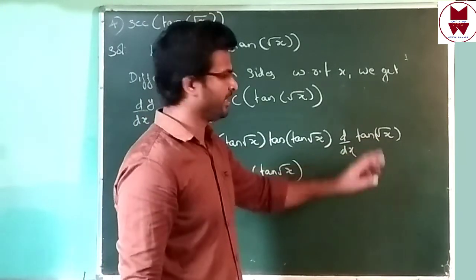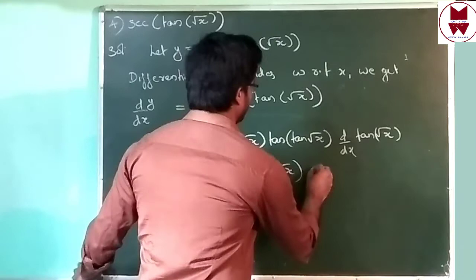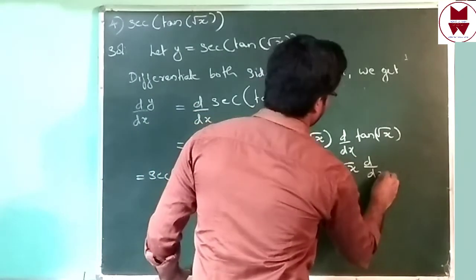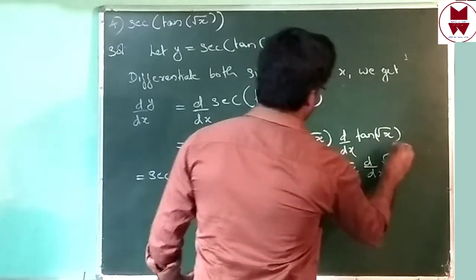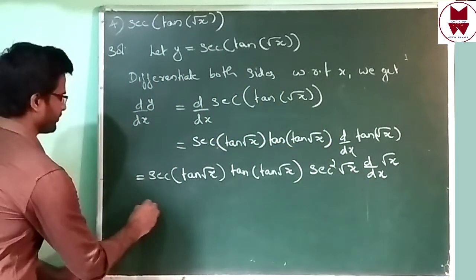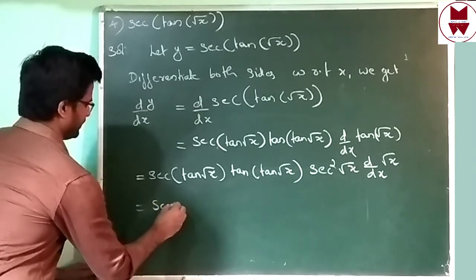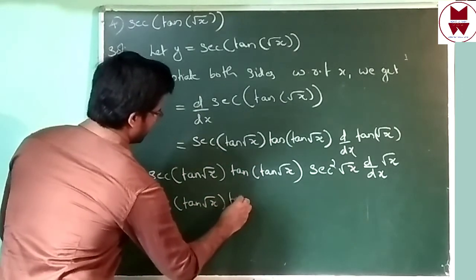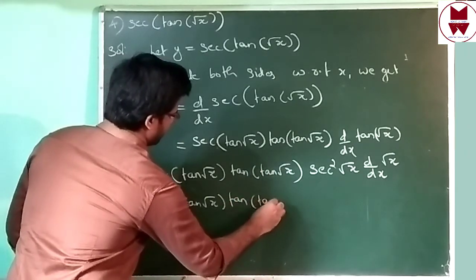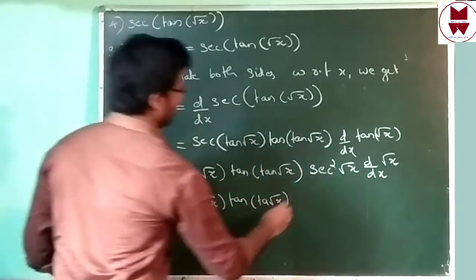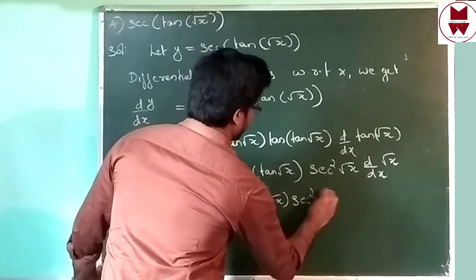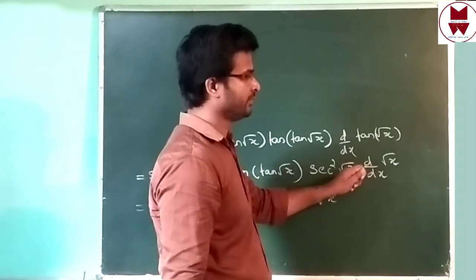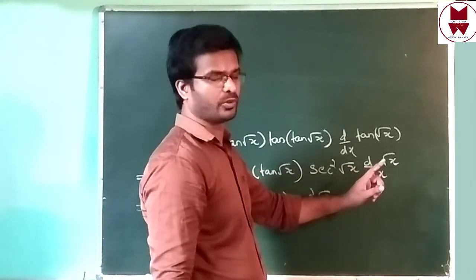Then what is d by dx of tan? Tan means sec squared of root x. Then d by dx of again root x. You have to take sec(tan root x) tan(tan root x) sec squared root x. Then what is d by dx of root x? D by dx of root x.